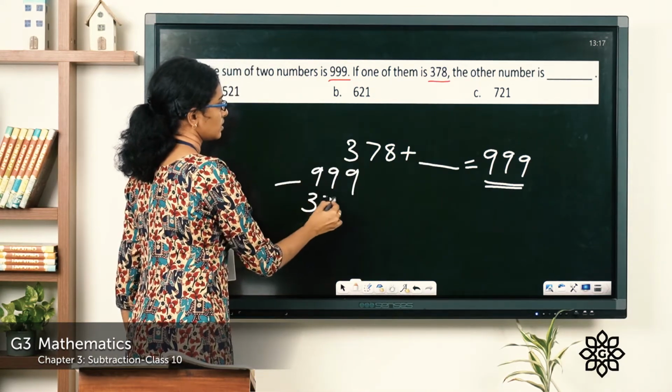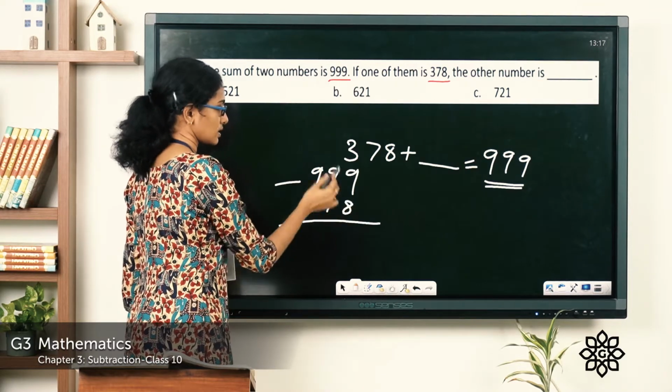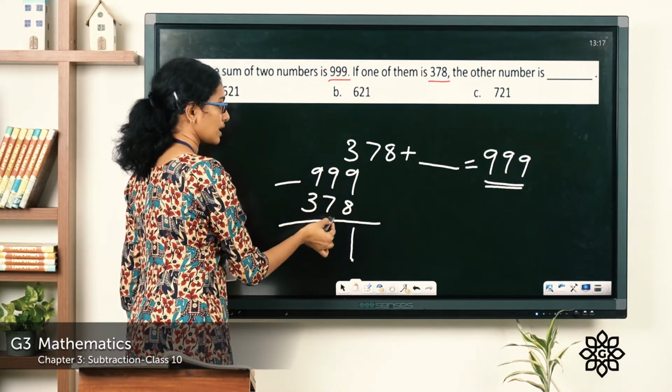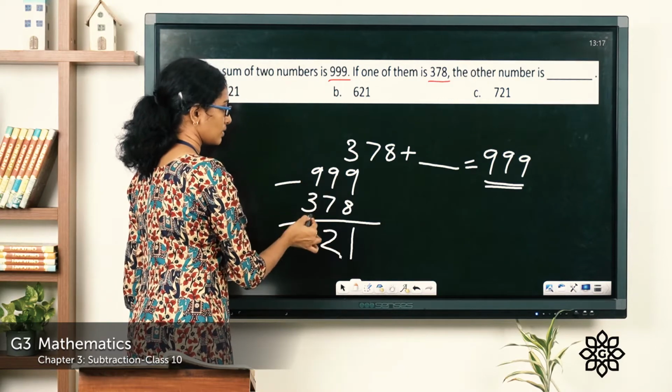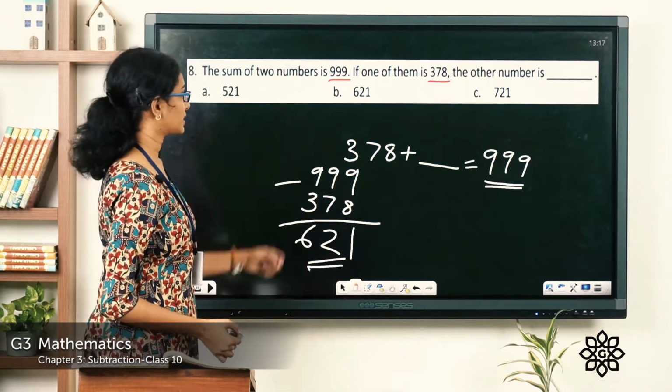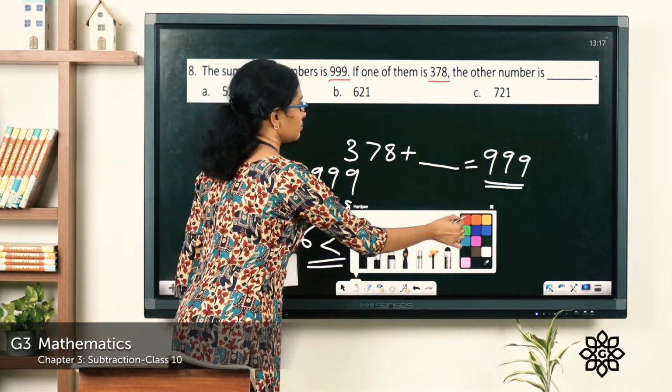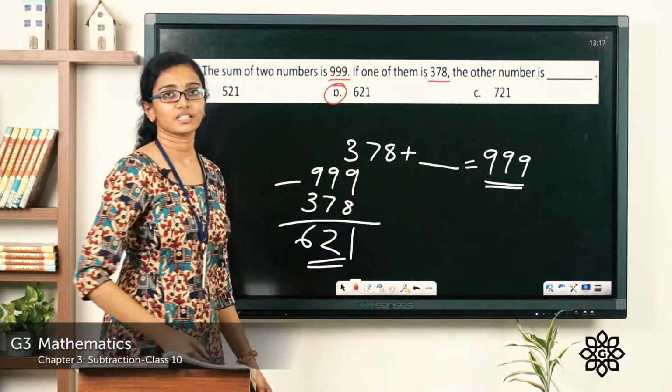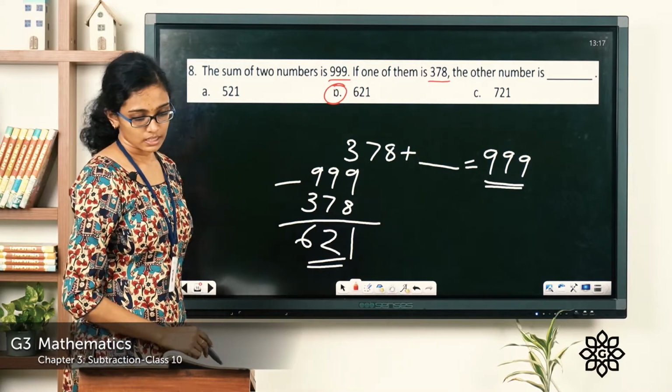999 minus 378. So 9 minus 8, 1. 9 minus 7, 2. 9 minus 3 is 6. So what is the other number? It is 621, which is option B given to us. So what is the next question?